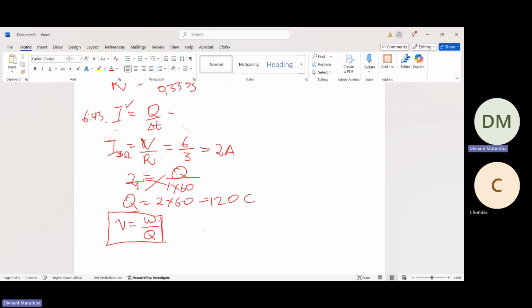Now they are looking for W, not V. So your W will be equal to V times Q. Do we have the value of V? Yes, sir, it is 6. And then do we have the value of Q? Yes, 120. So this will give us 6 times 120.